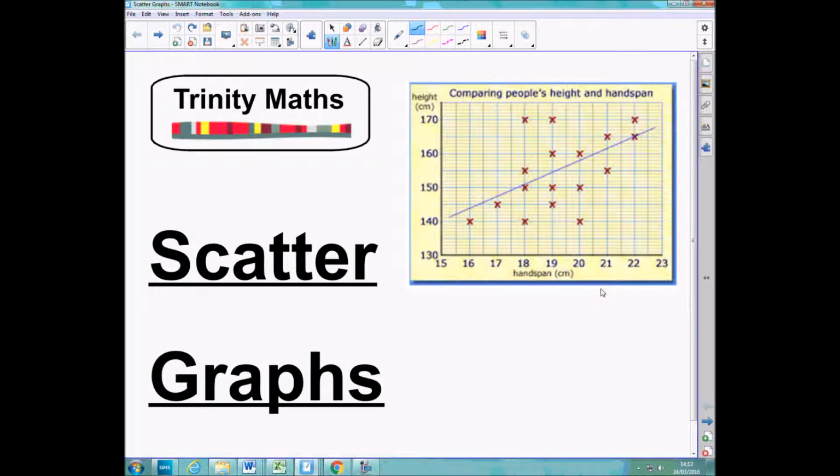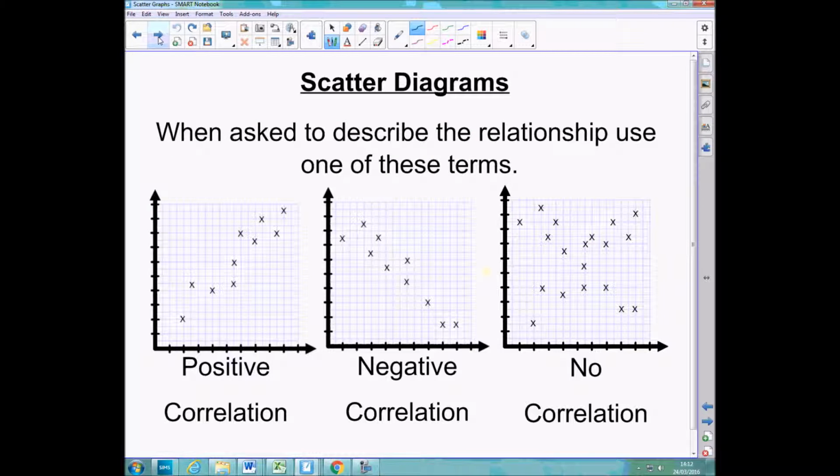This video is going to be on scatter graphs. Before we look at an example of a scatter graph question, it's really important that we know a couple of key words here. Scatter graphs are graphs where all of the data is literally scattered onto a graph, like the examples I've got here.